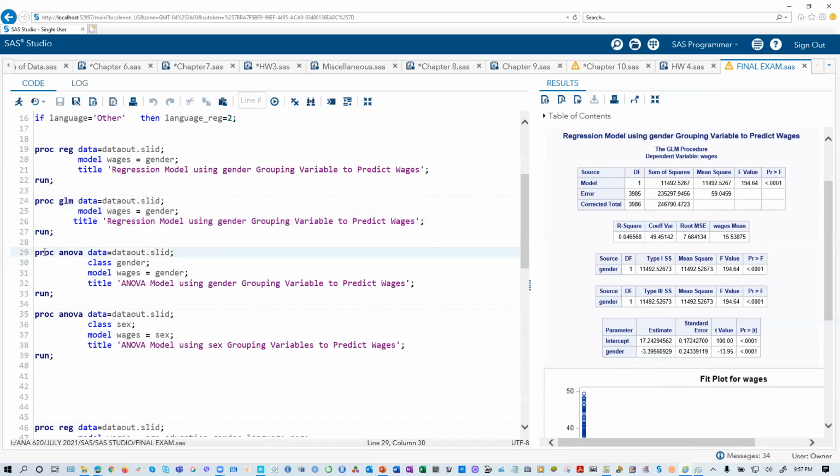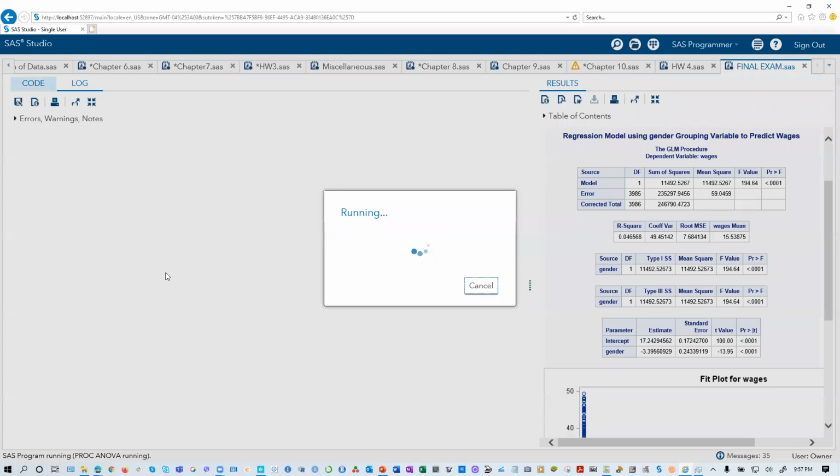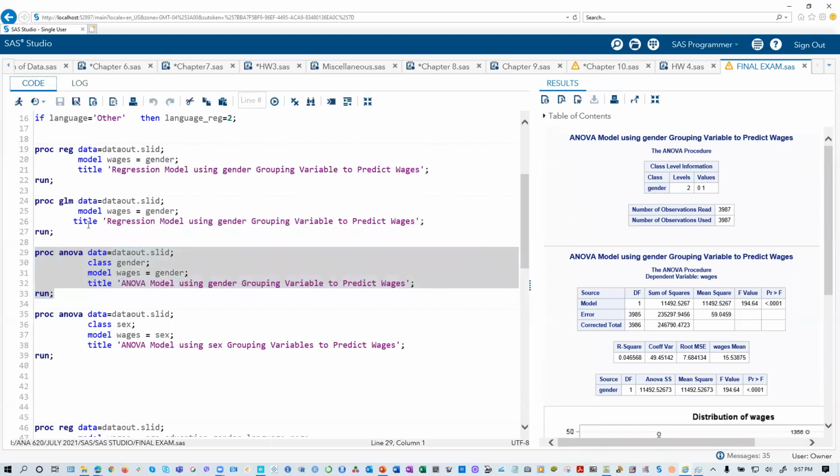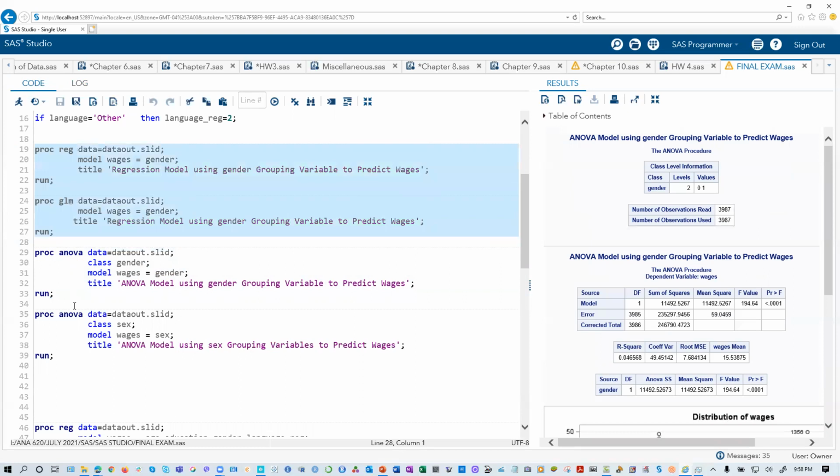Now you go to the ANOVA, analysis of variance. You go over here and specify the class, and you do it by gender. Wages being explained by gender. Gender is categorical. Let's do this one. ANOVA procedure. So the model is 11492. It's the same thing we got earlier. We're going to run all these three together and see if they produce the same thing.